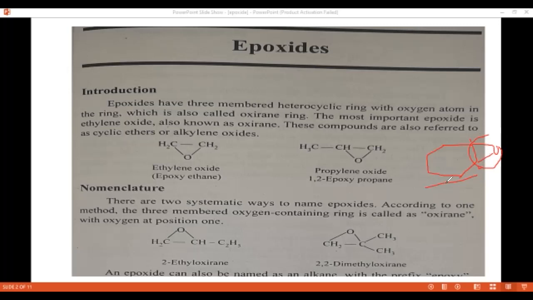Another example is CH3, CH, CH, CH3. This oxygen is between the second and third carbons: 1, 2, 3, 4. The name of this compound is 2,3 epoxy butane. There are four carbon atoms in one chain.